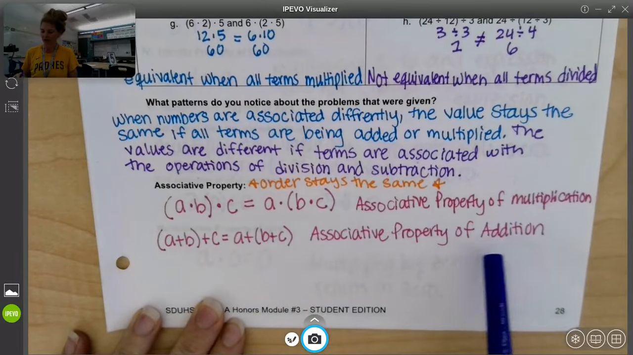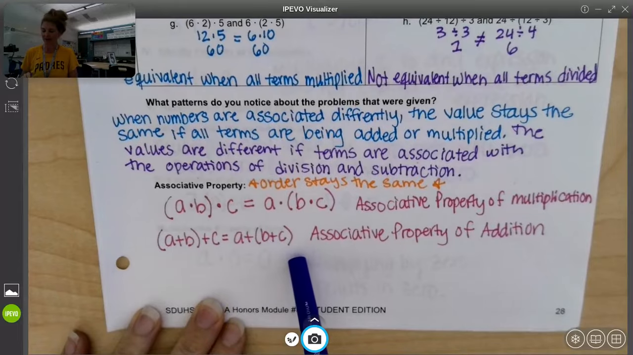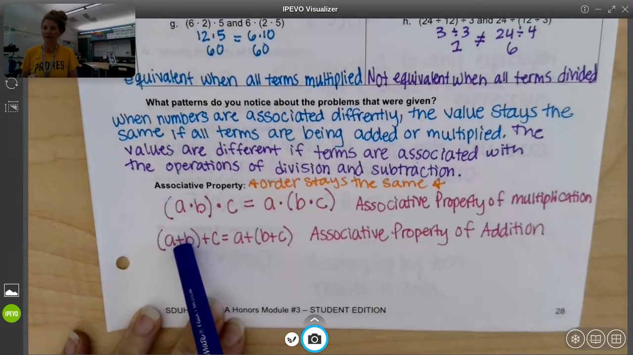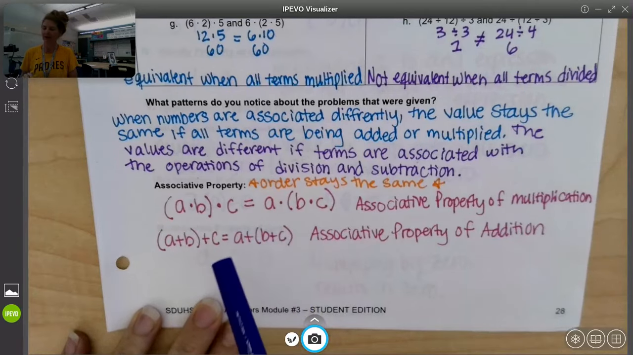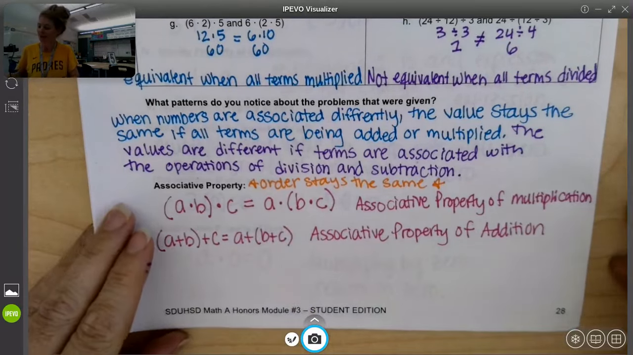With the associative property of addition, again, A, B, C on one side, A, B, C on the other. I'm going to group A and B together first and then add C. Over here, I'm going to group B and C together first and then add A. We're going to have the same sum.